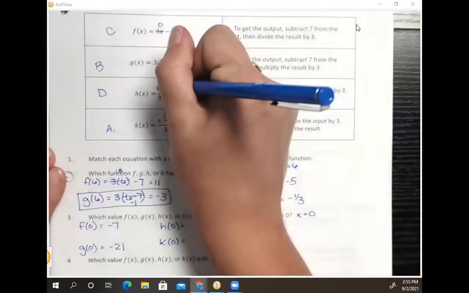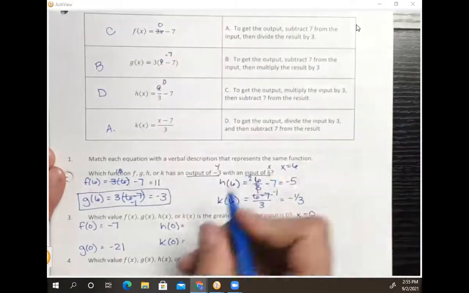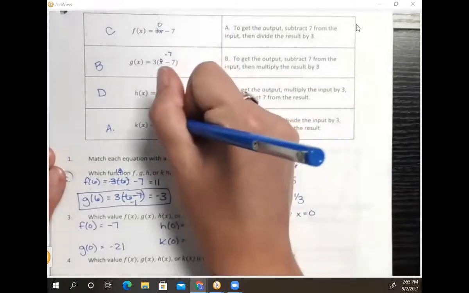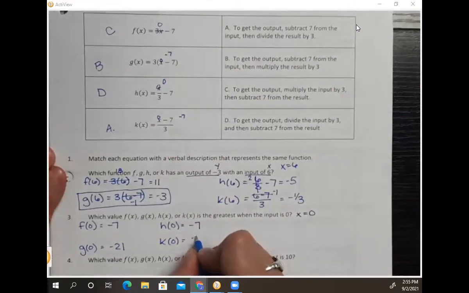For h, I would have 0 divided by 3, which is 0. 0 minus 7 is negative 7. And then for k, 0 minus 7 is negative 7, so I would have negative 7 over 3, and I'll just leave that as negative 7 over 3.